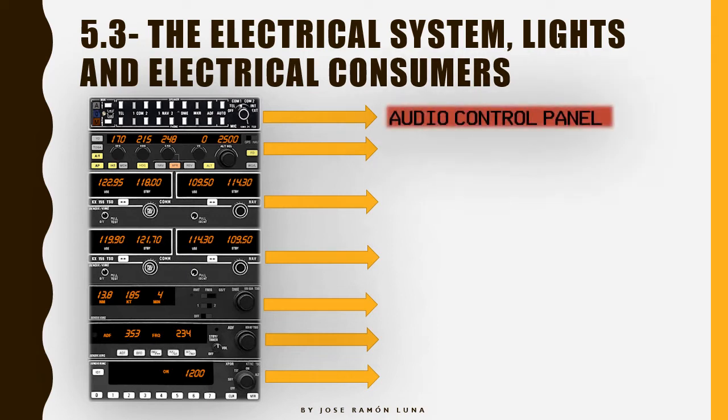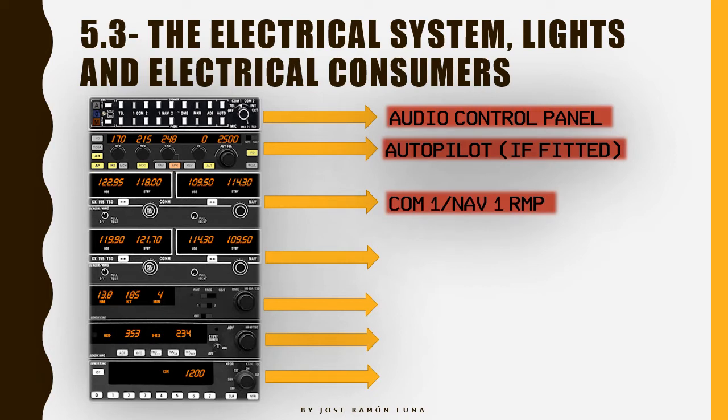So basically, this is the audio control panel. We're going to control which audio we want to talk to and which audio we want to receive, all right? Then we have the autopilot. If we have one fitted, we will talk a little bit about it. We have the COM1, NAV1, RMP, radio management panel, which serves to manage the radios and what frequency you want to monitor, the volume, etc. We have the same for radio 2.